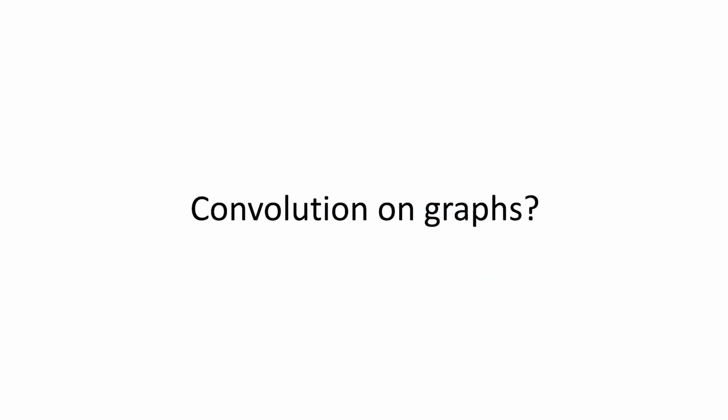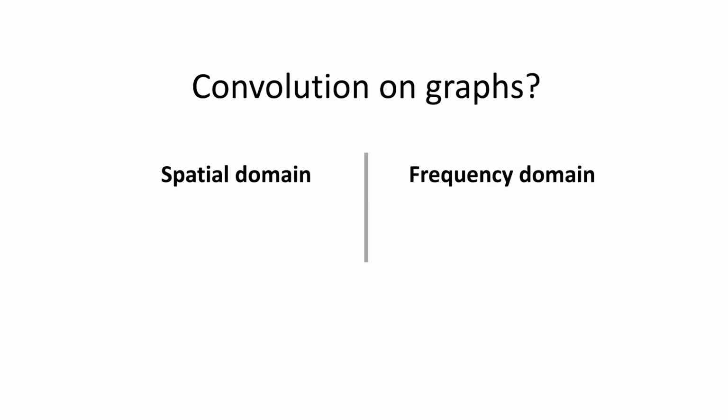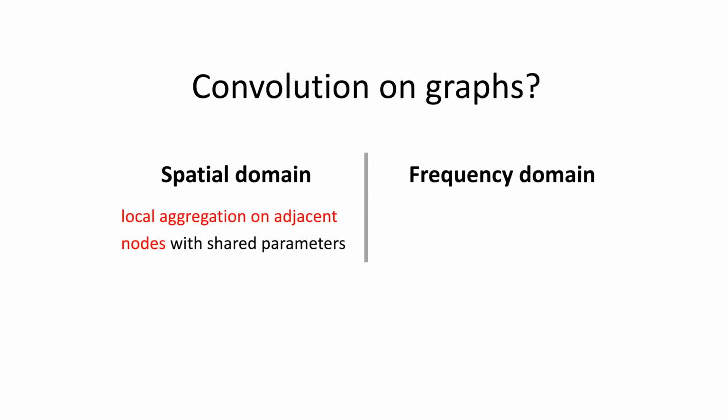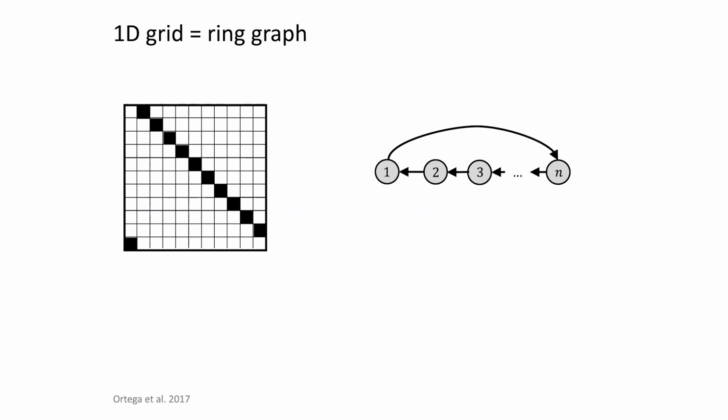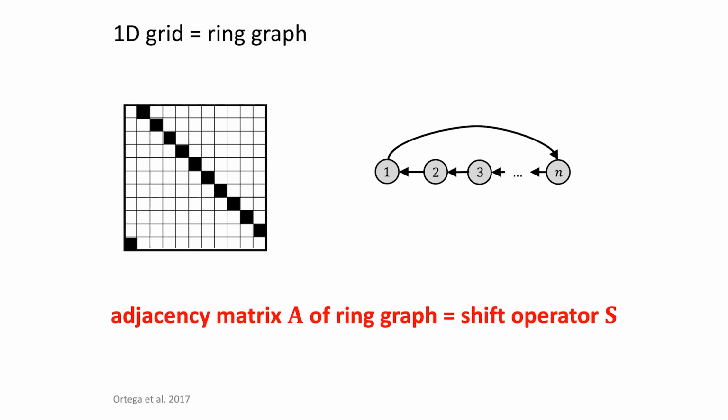So how do we do convolution on graphs? Basically, we've seen there are two ways. One is using the spatial domain formulation as local aggregation on adjacent nodes with shared parameters, and the other is the frequency interpretation using the Fourier transform, which on graphs will become what we'll call the graph Fourier transform. Let's again look at the Euclidean setting. So what is a one-dimensional grid? You can represent it as a graph, and if we assume that there are periodic boundary conditions, this is what is called the ring graph. So if we look at the adjacency matrix of this graph, we see that it's exactly the shift operator that we've seen before.